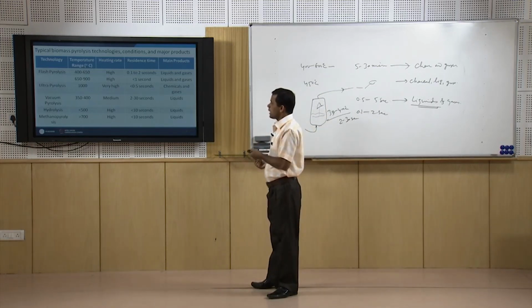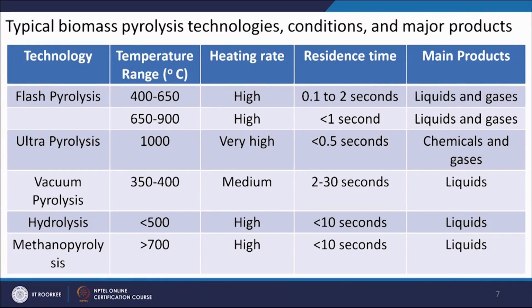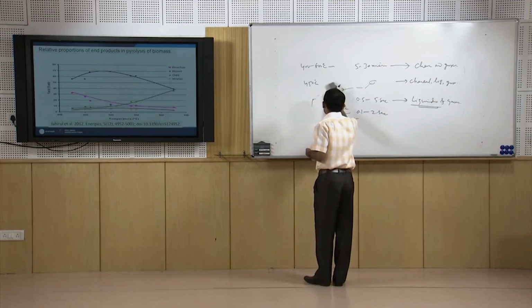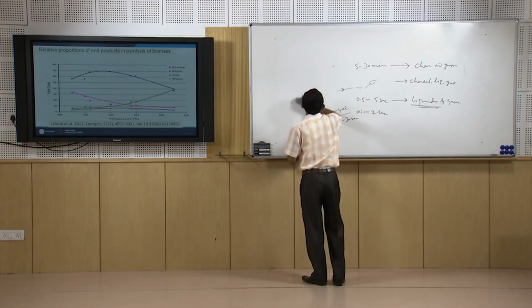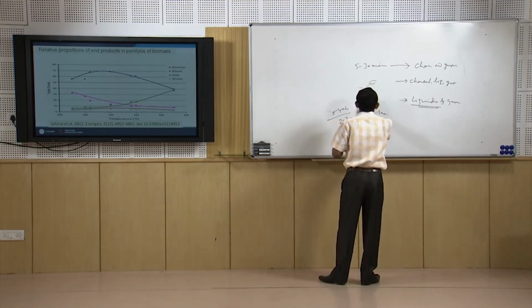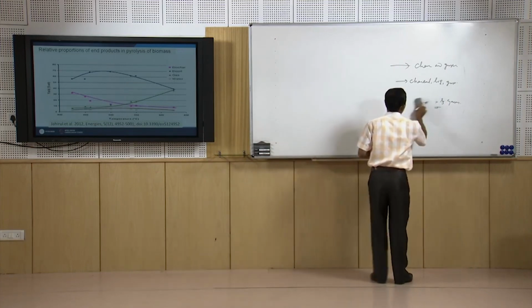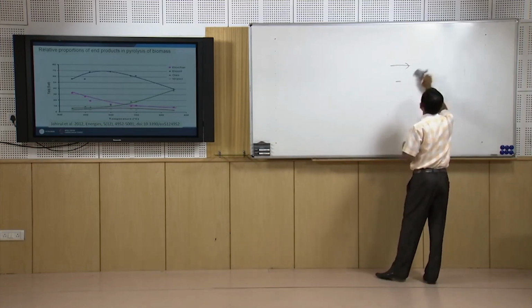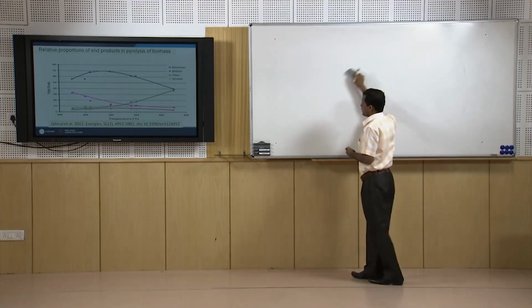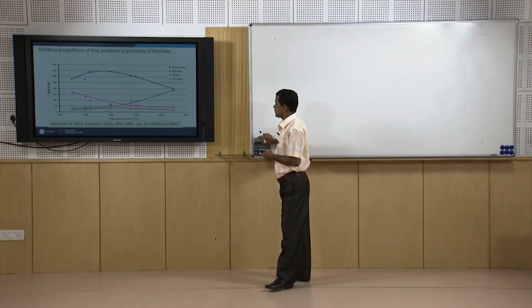Hydropyrolysis and methanol pyrolysis are two other processes which have been reported recently, and the conditions are provided here. For all these pyrolysis processes, the product distribution varies with an increase in temperature. If we increase the temperature, then the product distribution varies.